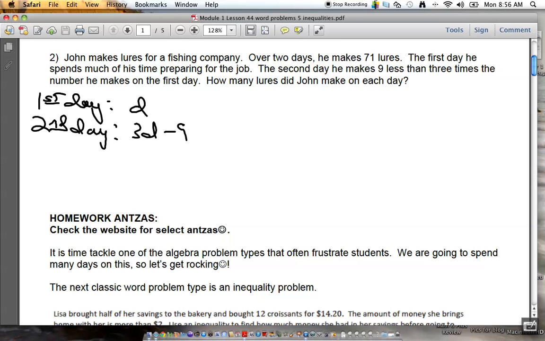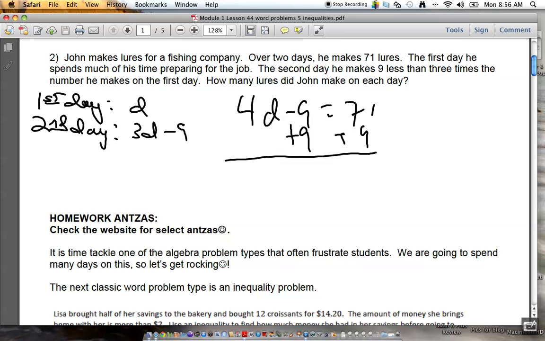All right, so now, all together, they make 71 lures. So if I add these 2 days up, that would give me 4D minus 9 is 71. And then once I get to here, it's really easy. Now, I just want to pause for a second. Did any of your papers have 3D minus 9 equals 71?